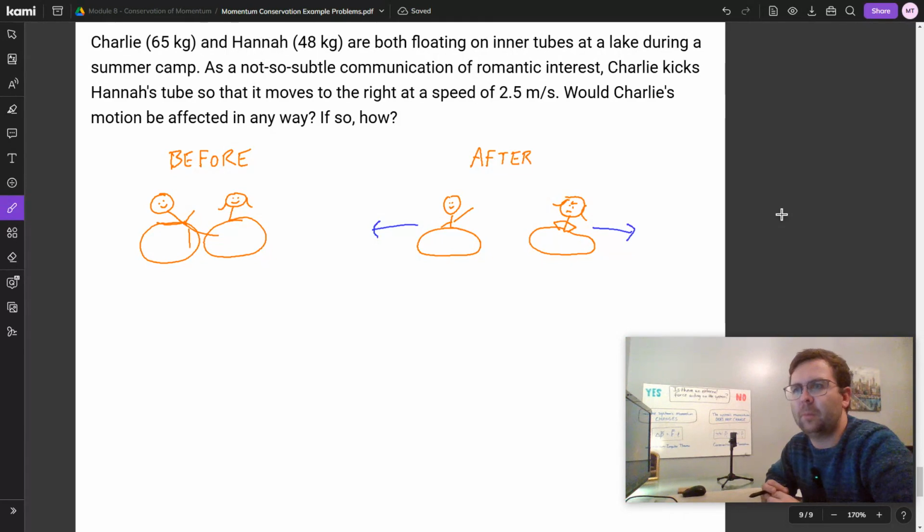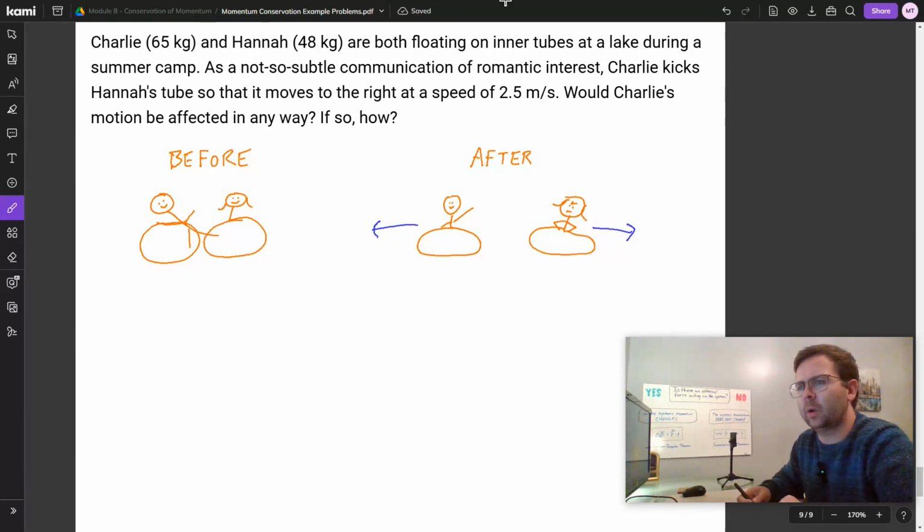If so, how? So we know that if you exert a force on something, then Newton's third law says that there's an equal and opposite force exerted on you. And so if Charlie kicks Hannah's tube, he's going to get a push back as a result. So he's going to move backwards while Hannah's going to move forward. I've drawn that here as a before and after sketch, so I'd encourage you to do the same as you take notes here.